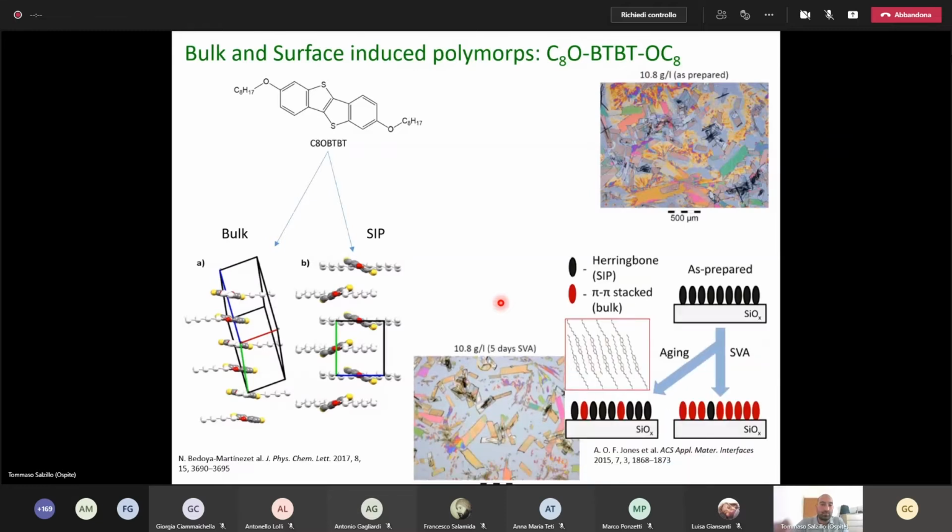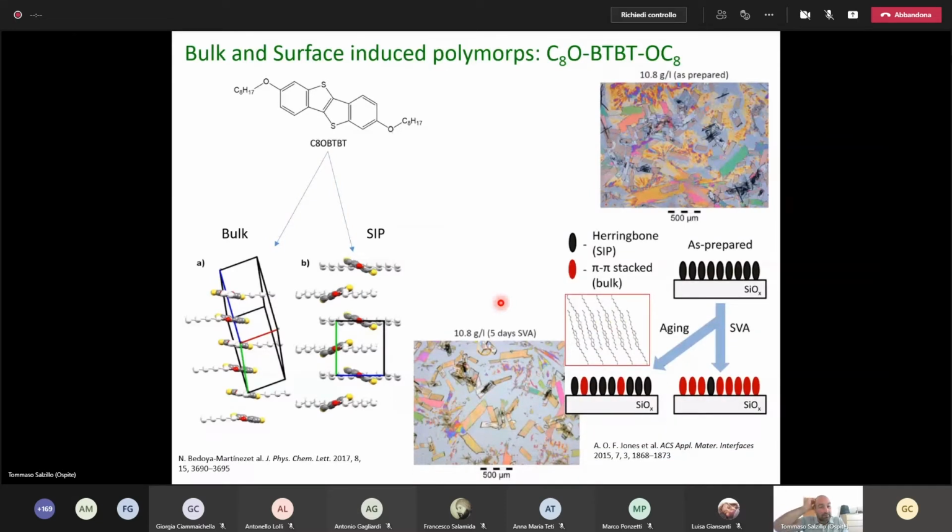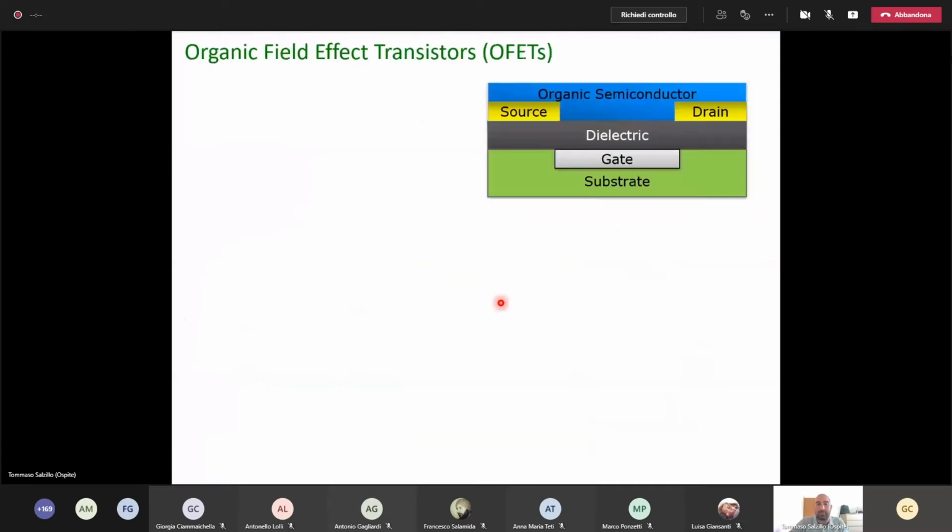But what happens with time and by solvent vapor annealing? After more or less 3 months, and by solvent vapor annealing, the surface-induced structure moves to the bulk structure, and there is a complete phase transition. So if you are gentle enough to remove this crystal from the surface, you can perform single crystal X-ray diffraction, and you find a complete phase transition from surface-induced to bulk.